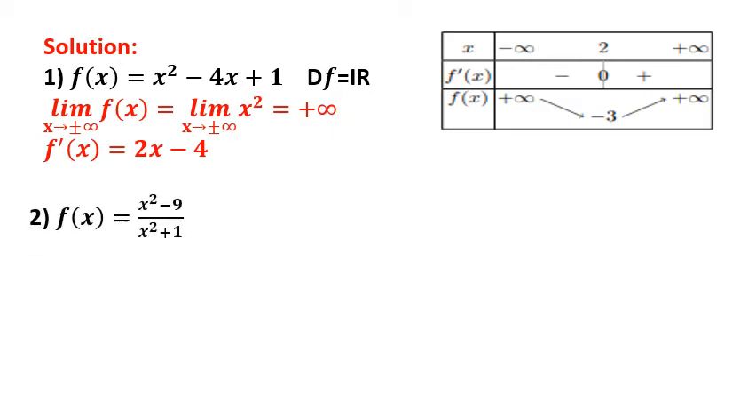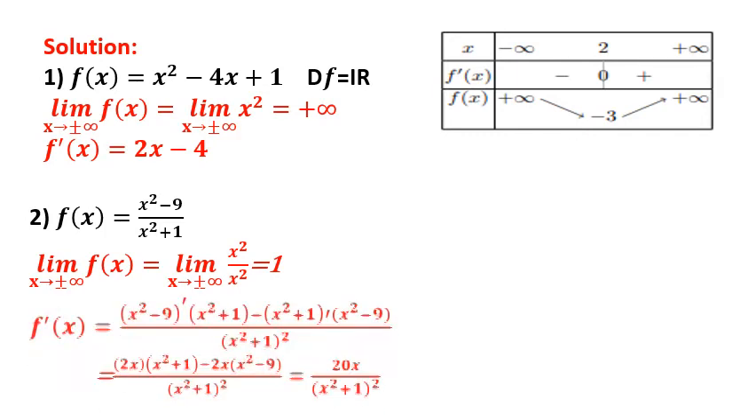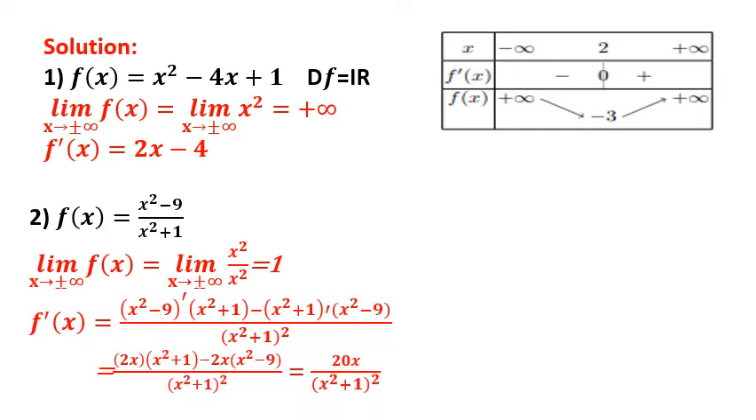2. f of x equals x power 2 minus 9 over x power 2 plus 1. First, we start with the limit of f at plus or minus infinity. We take the leading part of the numerator and the leading part of the denominator. Then we get the limit at plus or minus infinity of x power 2 over x power 2, which is equal to 1.